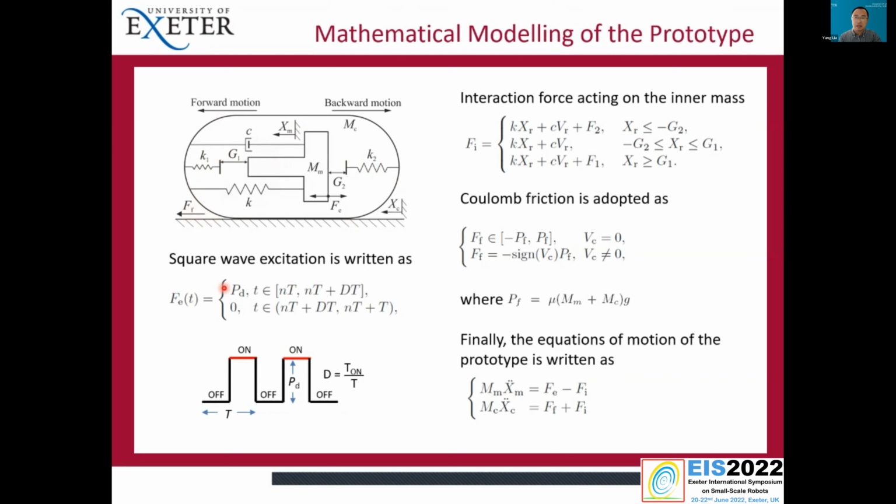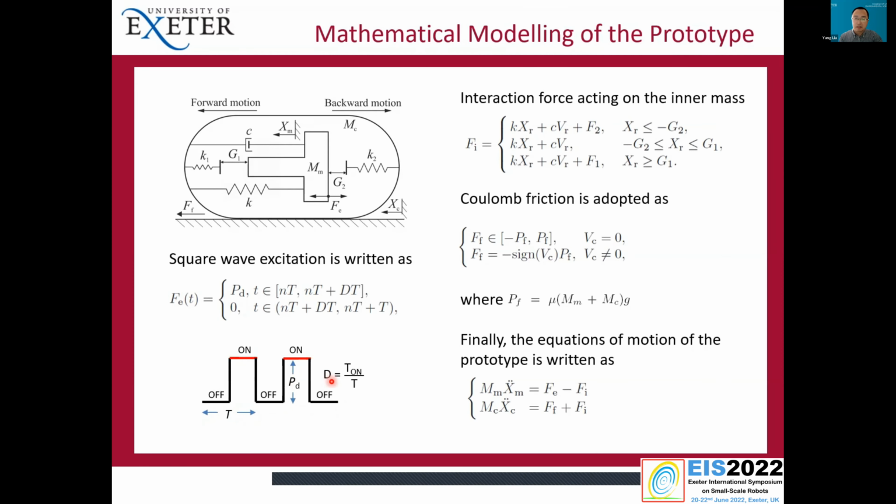In this system, we excite the inner mass using a square wave excitation. We can also use harmonic excitation, and we can apply both excitations. But today I'm going to focus on the square wave excitation. If you look at this square wave curve, there are three key control parameters we are going to use. PD is the amplitude of this excitation, and T is the time duration. In other words, it's the excitation frequency.